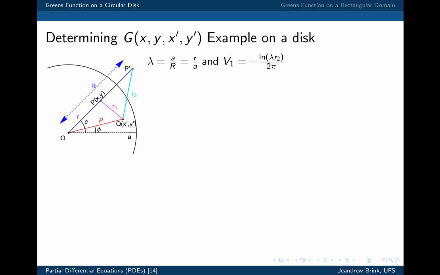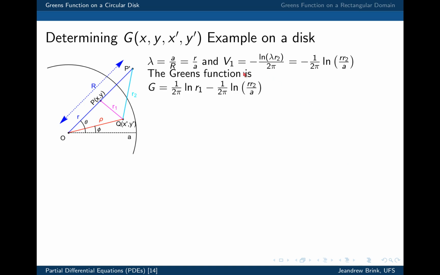Okay, so there we have it. So there's V1, there we just substitute in lambda, and so our final Green's function is just the difference of two ln functions, which we can combine that way. Looks exceedingly simple, but you must remember whenever you want to evaluate this R1 and R2, you actually have to substitute in their expressions in terms of the polar coordinates.